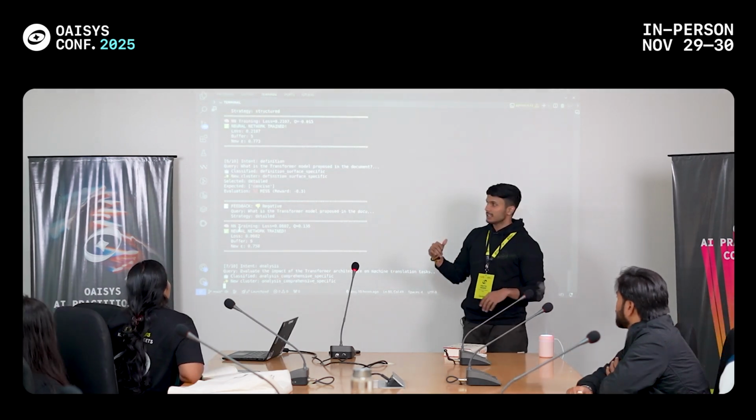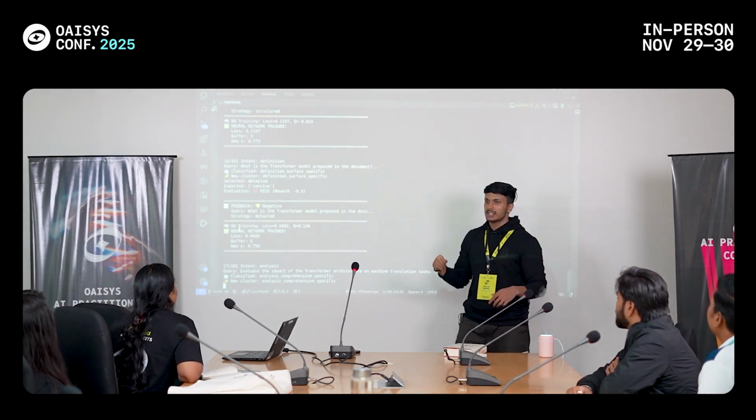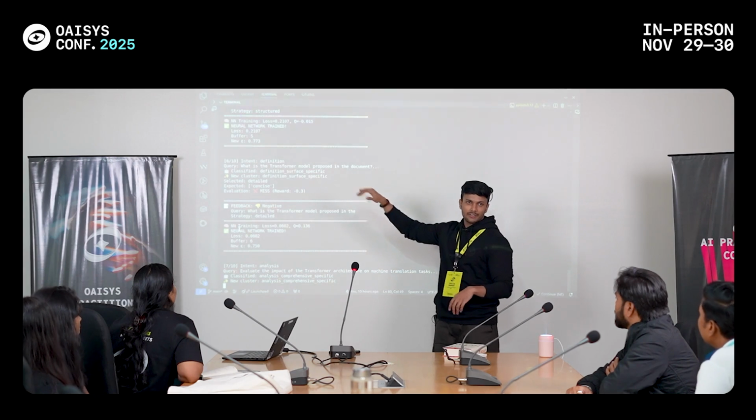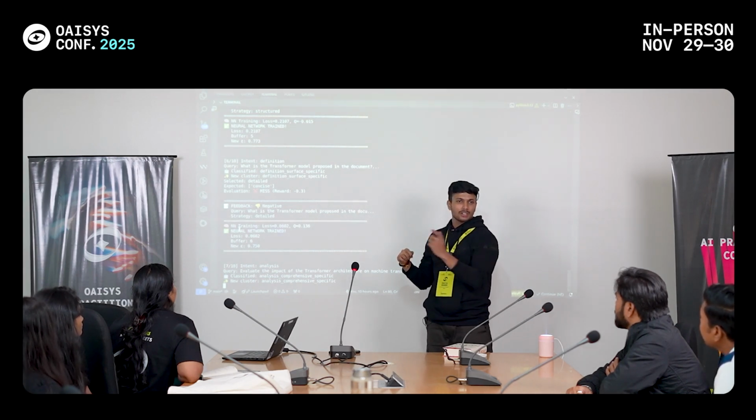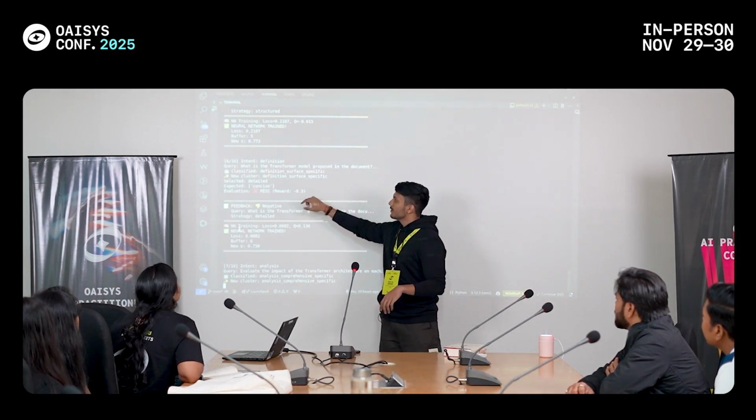In this project, I have also implemented exploration and exploitation. For each of these clusters, we decide a best strategy for the response. For example, for a definition, surface, specific cluster, we expect a concise response.